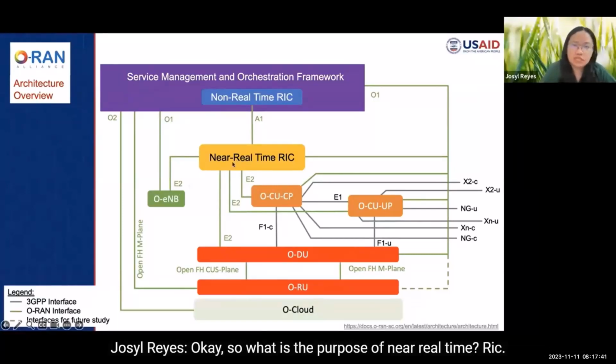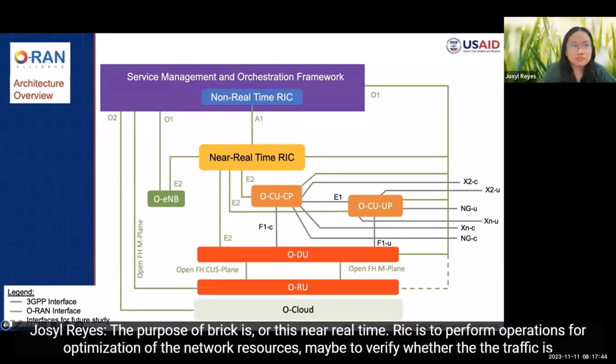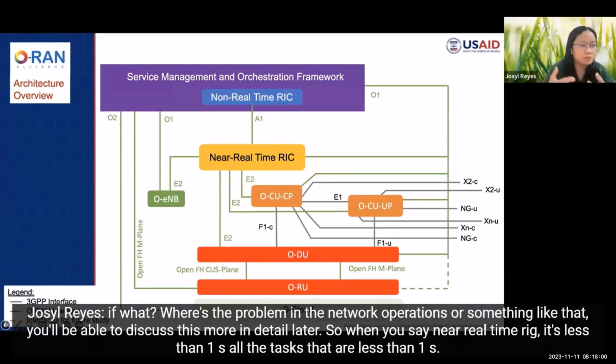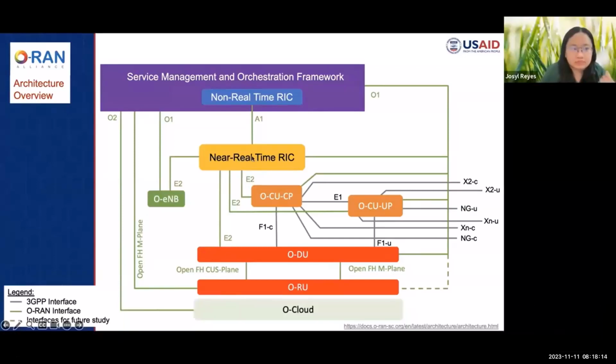Okay, so what is the purpose of near real-time RIC? The purpose of this near real-time RIC is to perform operations for optimization of the network resources, maybe to verify where the problem is in the network operations or something like that. We'll be able to discuss this more in detail later. So when I say near real-time RIC, it's less than 1 second. All the tasks that are less than 1 second.